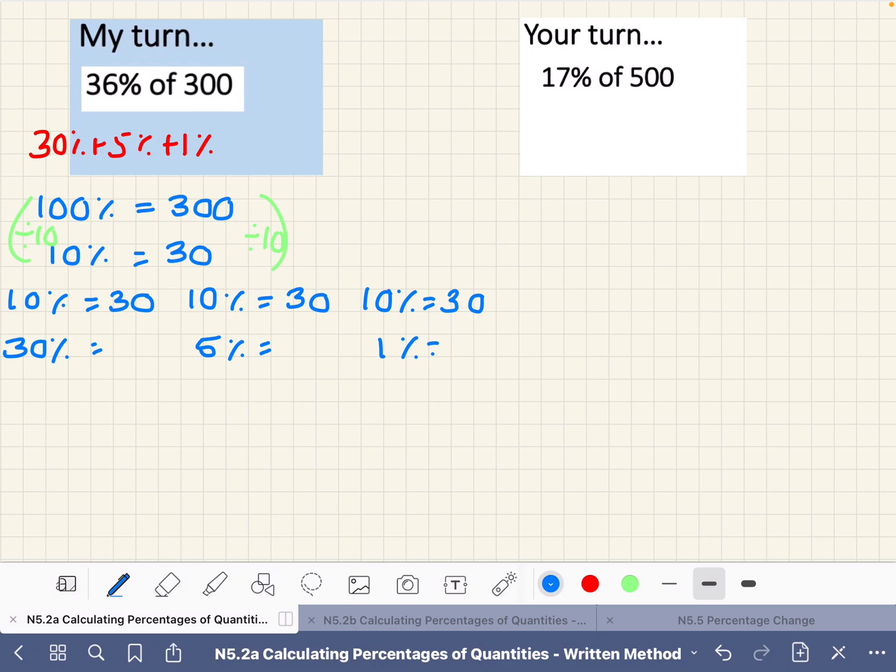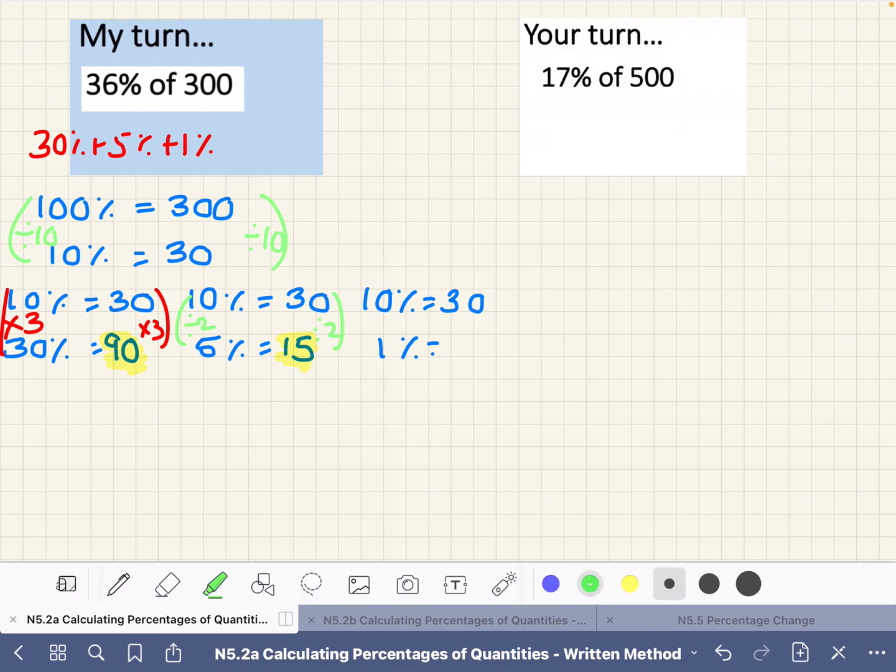We do this in the same way as we've done before. To go from 10% to 30%, we would times by 3. Therefore, we are timesing this side by 3. That gives us 30 times by 3 is 90, with this value being important. To go from 10% to 5%, we divide by 2, which means we divide 30 by 2. 30 divided by 2 gives us 15. So 5% is 15. This value is important.